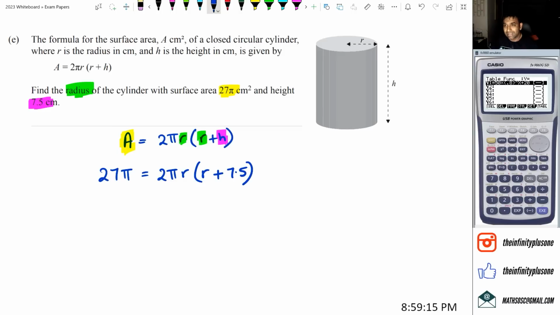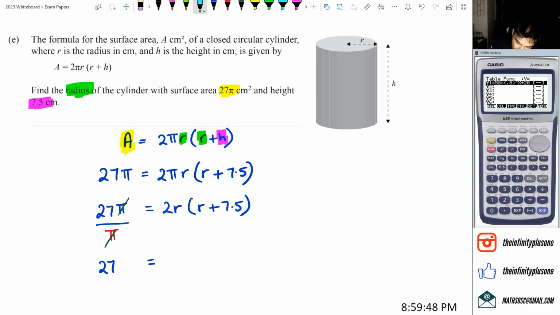Okay, so I guess the next part of this question is, we've got pi on both sides. We just get rid of the pi. How do we do this? Well, we've got 27 pi equals, move just that pi to the denominator here, which means you're going to be dividing by pi, and you've still got everything left there, which is 2r, r plus 7.5. Now, at this point, your 2 pi's are going to cancel out each other, and you're going to get 27 equals to this little thing.